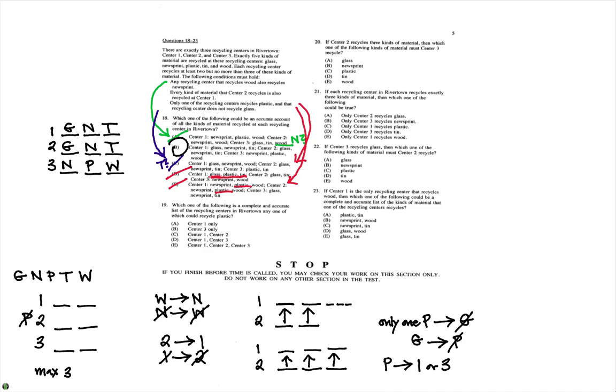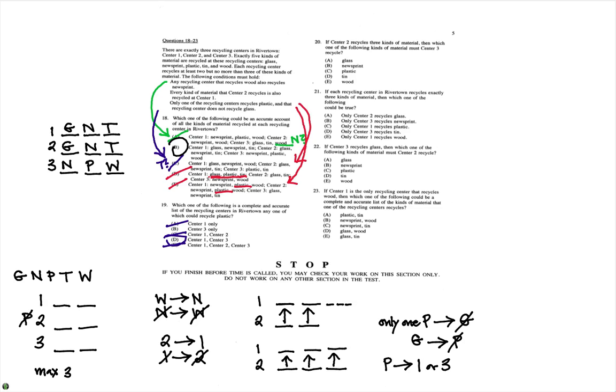Question 19, which of the following is a complete and accurate list of the recycling centers in Rivertown, any one of which could recycle plastic? Well, again, we know that center 2 can't recycle plastic, which would eliminate C and E. We also know from our free hypothetical in question 18 that center 3 can recycle plastic, so A would be eliminated. And obviously nothing is stopping center 1 from recycling plastic, so D would be the correct answer.